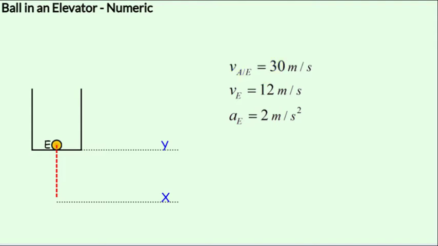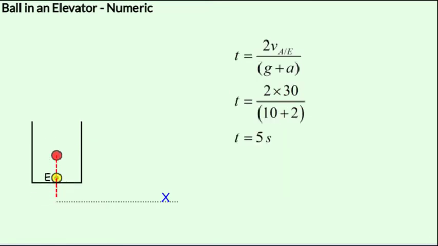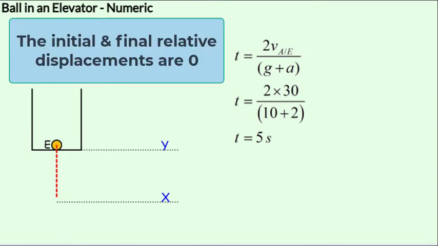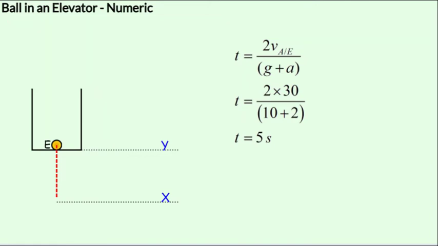Eventually, the red ball would land back on the floor of the elevator. We have to find the time of flight. In order to do this, we will make use of the formulas that we had derived in the last couple of lessons. And in case you don't remember the formula, the concept that you have to remember is that the initial relative displacement and the final relative displacement would both be 0, and we have to substitute this into the second equation of motion.